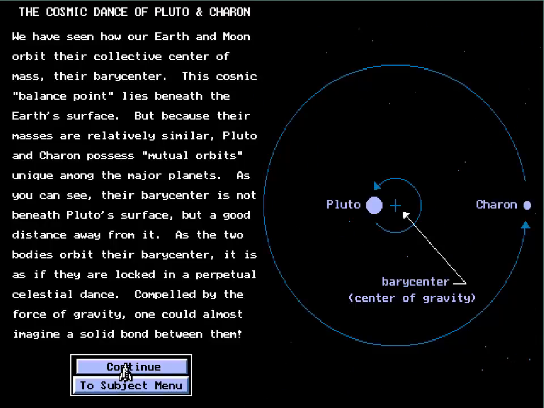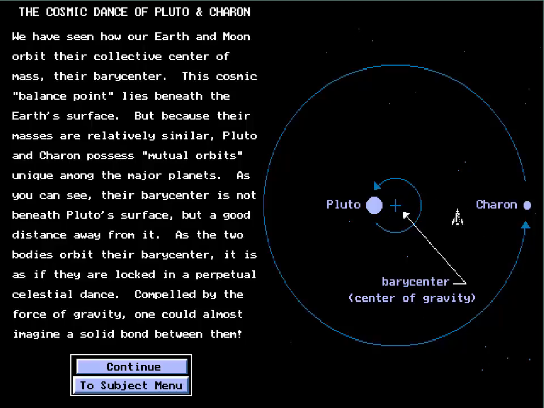We have seen how our Earth and Moon orbit their collective center of mass, their barycenter. This cosmic balance point lies beneath the Earth's surface, but because their masses are relatively similar, Pluto and Charon possess mutual orbits, unique among the major planets. As you can see, their barycenter is not beneath Pluto's surface, but a good distance away from it. As the two bodies orbit their barycenter, it is as if they are locked in a perpetual celestial dance. Compelled by the force of gravity, one could almost imagine a solid bond between them.